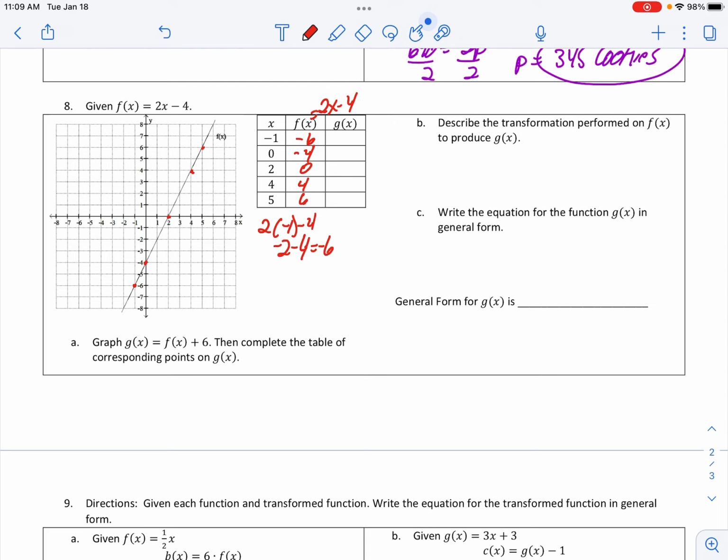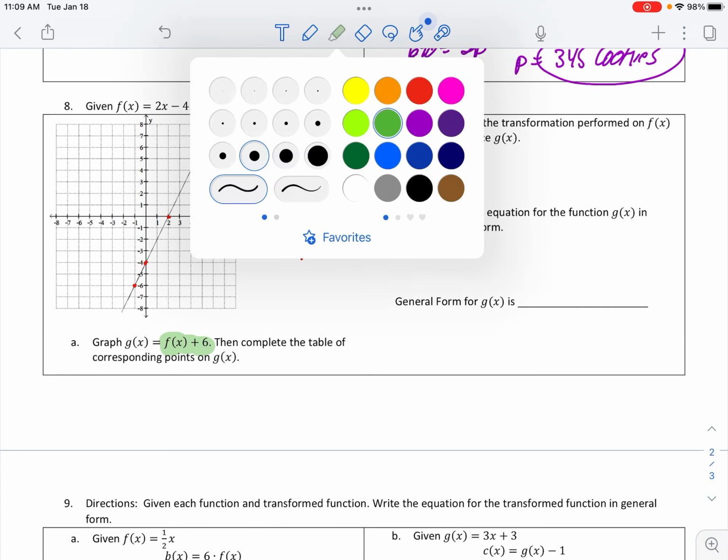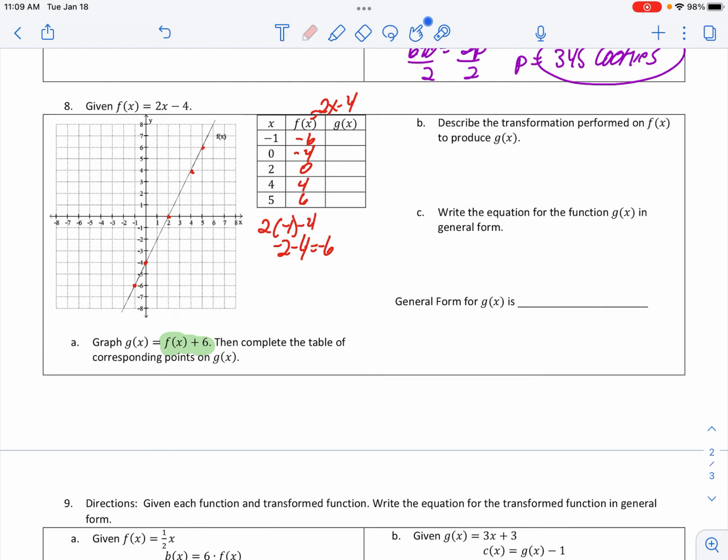Now, for g of x, I take a look right here at my directions, and I want to go up 6. So I want to take all those y values and go up 6. Negative 6 plus 6 equals 0. Negative 4 plus 6 is 2. 0 plus 6 is 6. 4 plus 6 is 10. And 6 plus 6 is 12. So those are my changes.